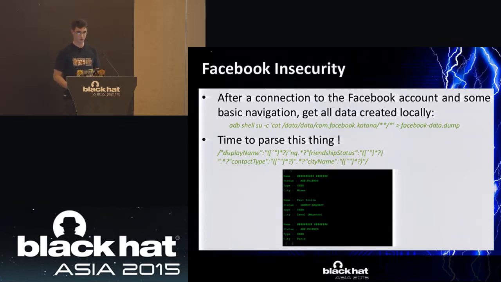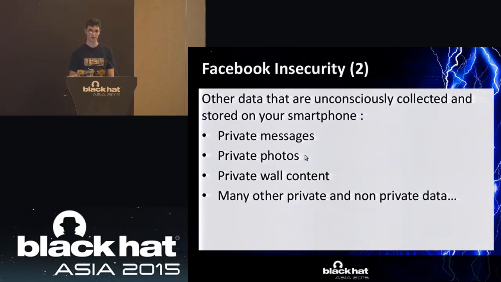So here is a regex to get the contact list and all of their information. Here it's all my friends. You can see their friendship status, the city where they live, or at least the last city they provided, but it is not over. You can also have all the private messages that you have with your contacts since the creation of the Facebook account. You can get all the photos, the photos that your friends share with you, and obviously all your private wall content and many other private and non-private data.